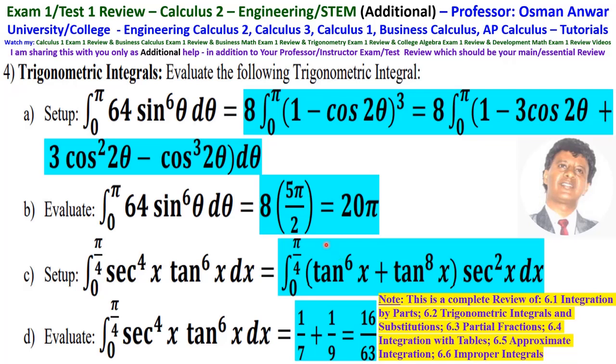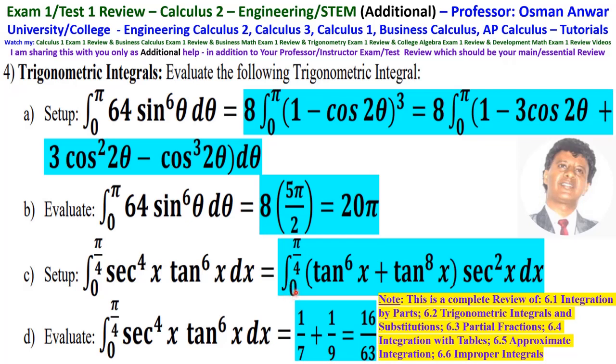Then we're going to call u equal to tan x. Then this is u to the 6 and this is u to the 8, and this is du. Then when you integrate, this is u to the 7 over 7 plus u to the 9 over 9.